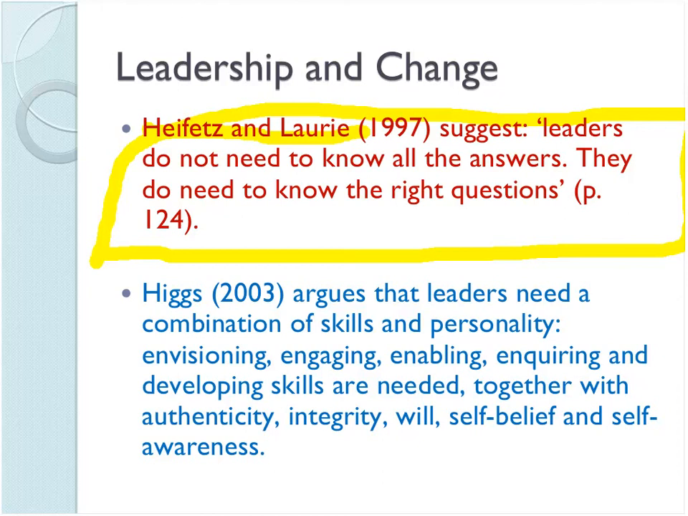Also, he argued that the leaders need a combination of skills and personality. What kind of skills must the leaders have? Envisioning, engaging, enabling, inquiring, and developing skills are needed together with authenticity, integrity, will, self-belief, and self-awareness. This is all about the leaders.